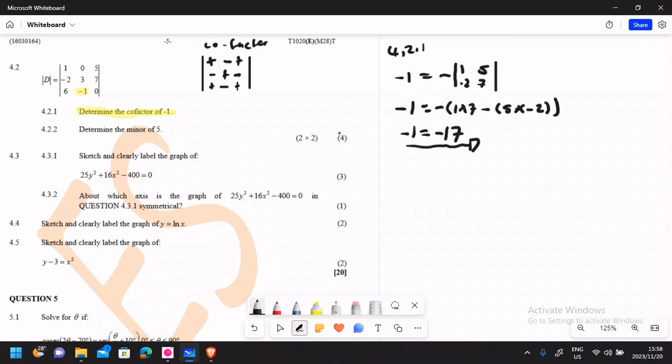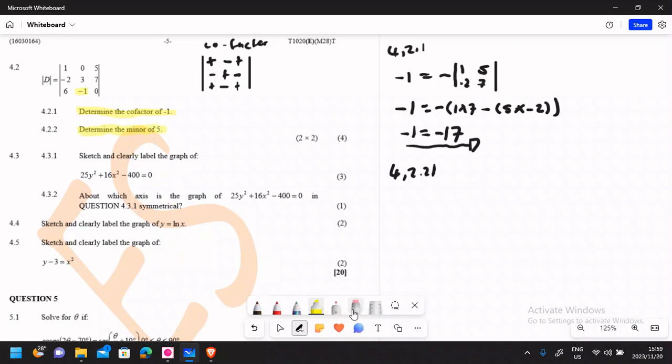Hence, this is how many marks? This is 2 marks. You see, 2 multiplied by 2, there are 2 marks. That's why it's so short. Now, what about 4.2.2? 4.2.2, remember, guys, is this one here.